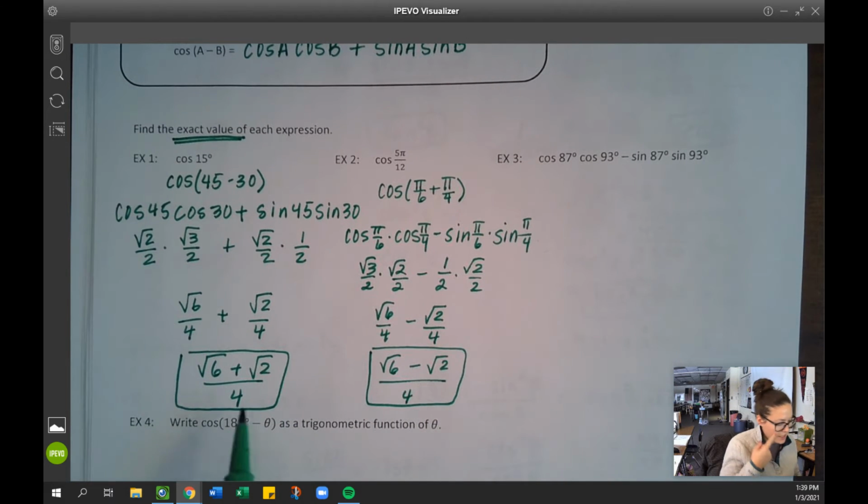And what you'll find is a lot of these turn out looking very similar with that square root of 6 and the square root of 2 over 4. Notice the only difference here is the fact that we have a plus and a minus.